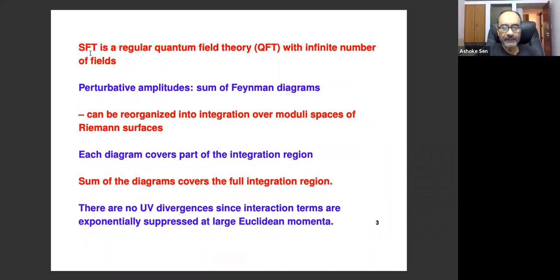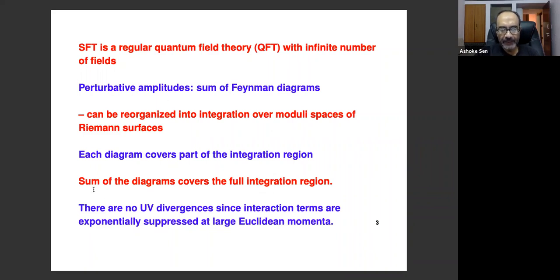So first of all, what is string field theory? String field theory is a regular quantum field theory with an infinite number of fields, and the perturbative amplitudes are given by a sum of Feynman diagrams like in ordinary quantum field theories. But string field theory is somewhat special in that the sum of Feynman diagrams can be reorganized into integration over the moduli spaces of Riemann surfaces. The way this happens is that each Feynman diagram covers part of the integration region with the correct integrand, and when you sum over all the diagrams, you cover the full integration region.